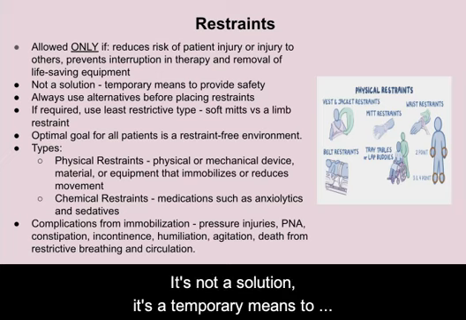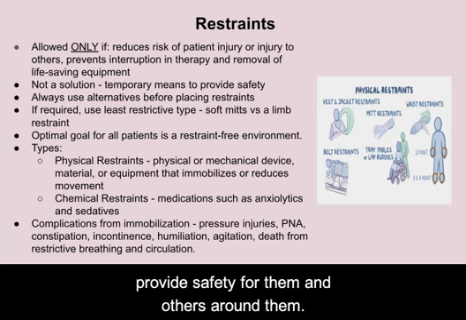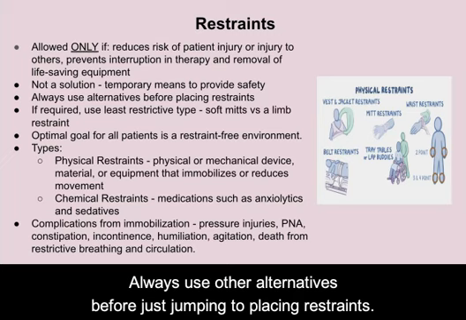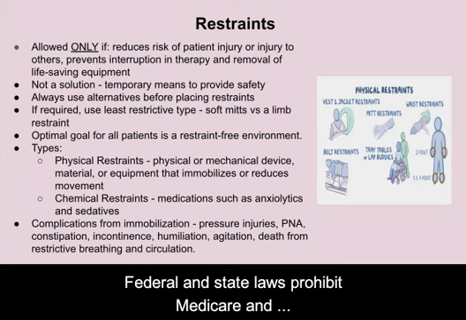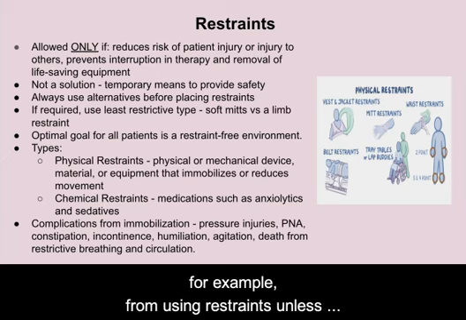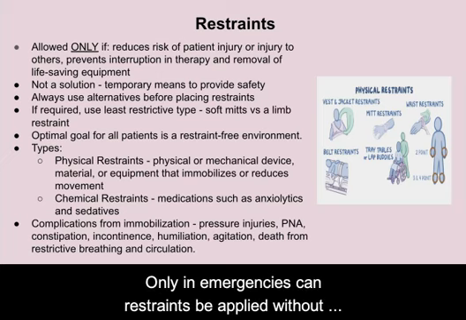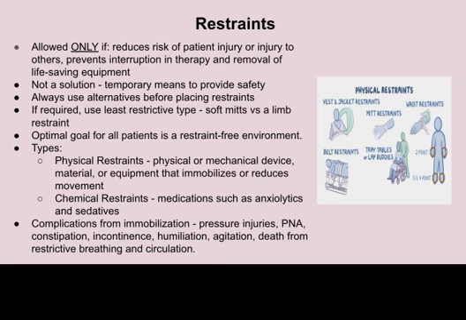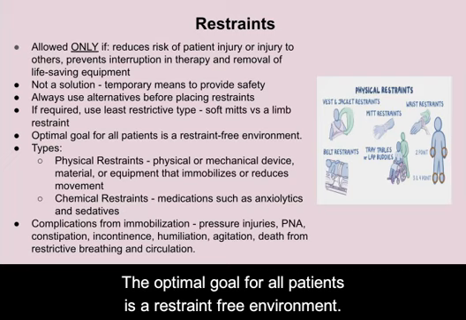It's a temporary means to provide safety for them and others around them. Always use other alternatives before just jumping to placing restraints. Federal and state laws prohibit Medicare and Medicaid certified nursing homes, for example, from using restraints unless they're medically needed. Only in emergencies can restraints be applied without the resident or family member's informed consent. The optimal goal for all patients is a restraint-free environment.